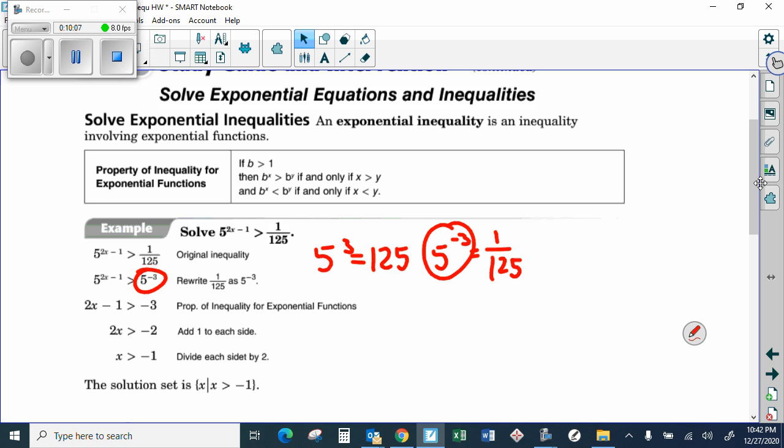And again, I go ahead and have my exponents set equal: 2x minus 1 is greater than negative 3. Add the 1 across, negative 2 divided by 2, and I get negative 1. Don't forget, if I divide by a negative at some point, I have to switch the inequality. If you ever multiply or divide by a negative, you should already know that from Algebra 1 and earlier in Algebra 2.